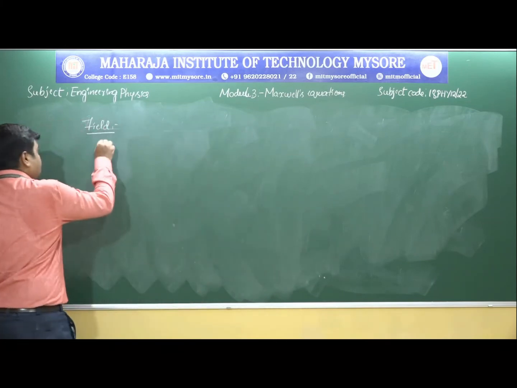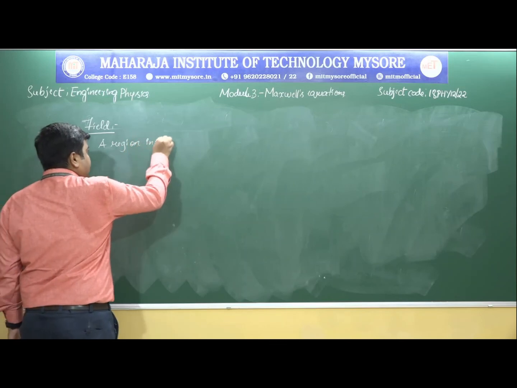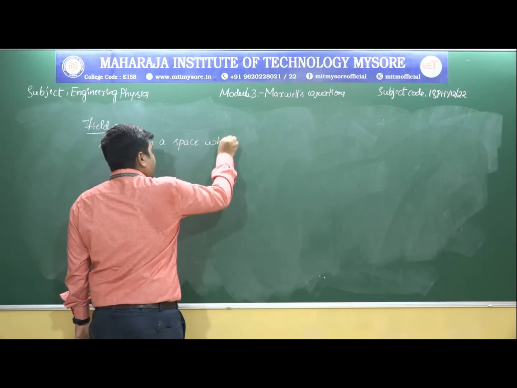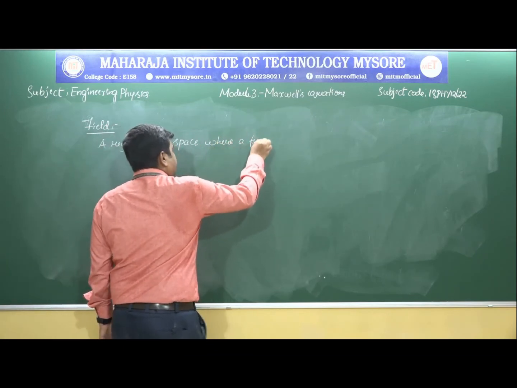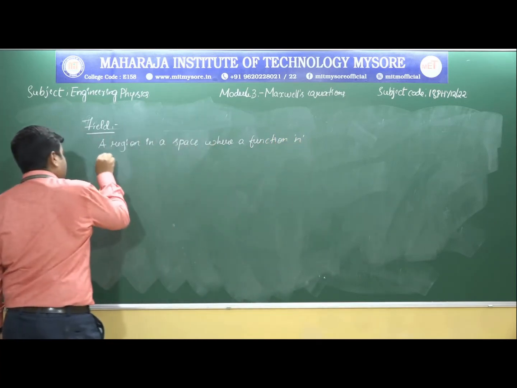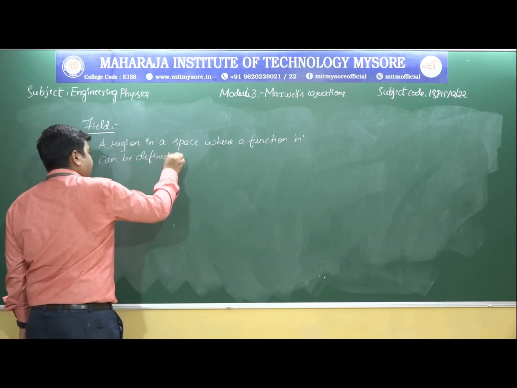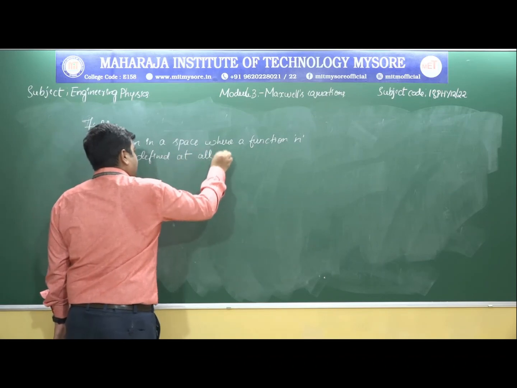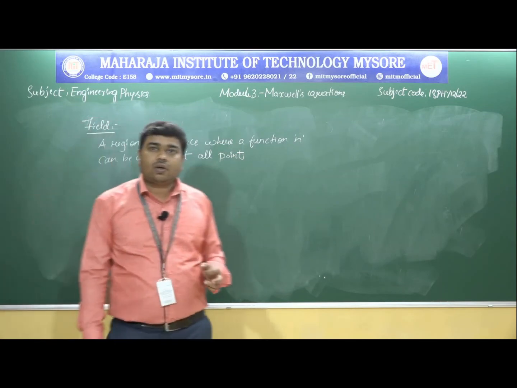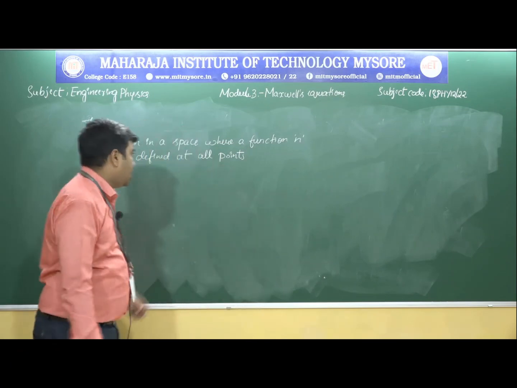So we define a field as a region in the space where a function n can be defined at all points. Now based on this we have to define two kinds of field. One is called a scalar field and one is called the vector field. Now we will start with what is meant by a scalar field.